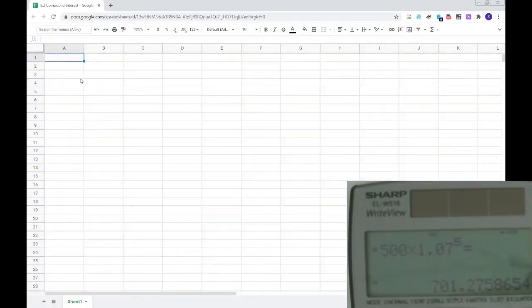So let's say we take $500 and it's invested at 6% for 5 years. Compounded semi-annually. So semi-annually means every half year. So it would happen in the middle of the year and at the end of the year. So for 5 years, that's going to happen 10 times.